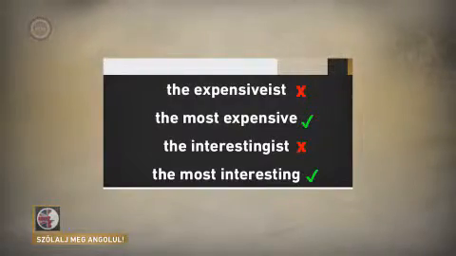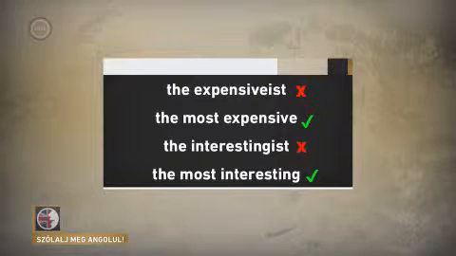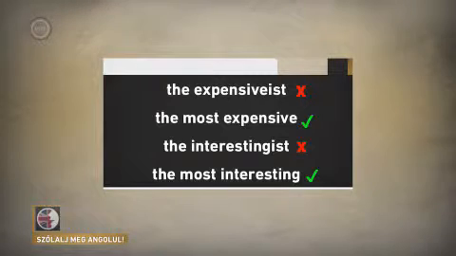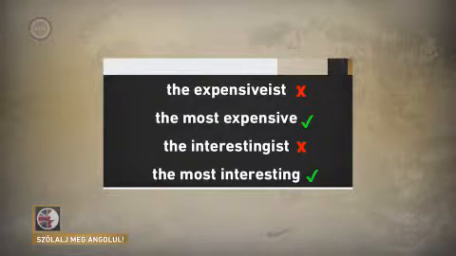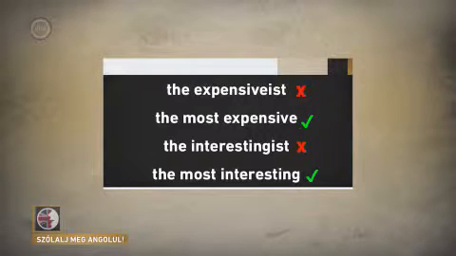Now, to make the superlative form of longer adjectives, again, we don't change the end of the adjective. We put the most in front of the base adjective. So, expensive is the base adjective. We change this to more expensive to create the comparative form and change it to the most expensive to create the superlative form. So, we don't say the expensivest, but the most expensive. And we don't say the interestest, but the most interesting.